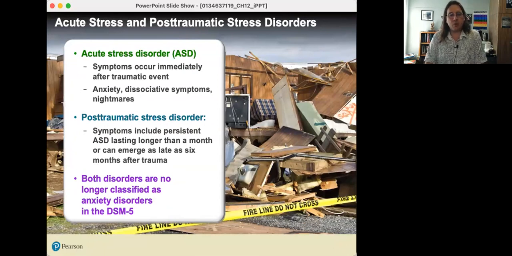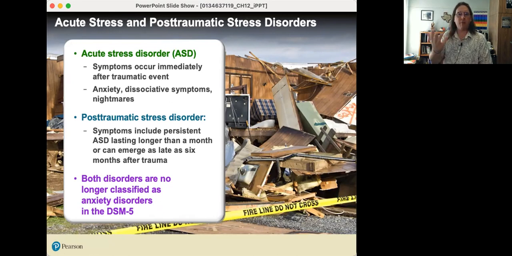So we most see this with natural disasters, with national disasters, perhaps even more commonly in wartime vets, right? People that are asked to do things extraordinary that might cause extraordinary anxiety and stress would be acute stress disorder. Now, this is a very temporary diagnosis. Usually, it occurs right after the trauma has occurred, and it usually shows up as anxiety, dissociative symptoms, and nightmares.